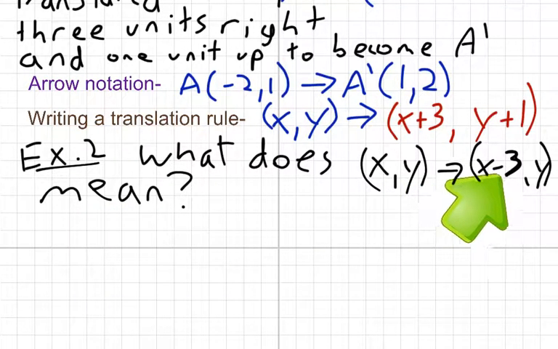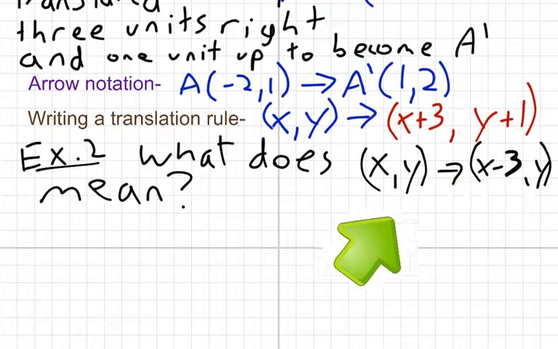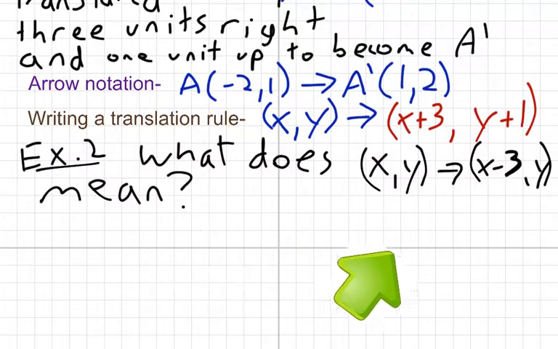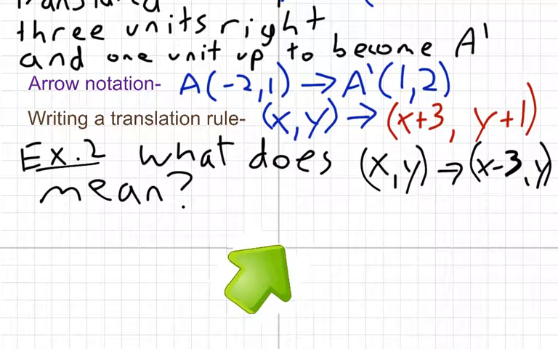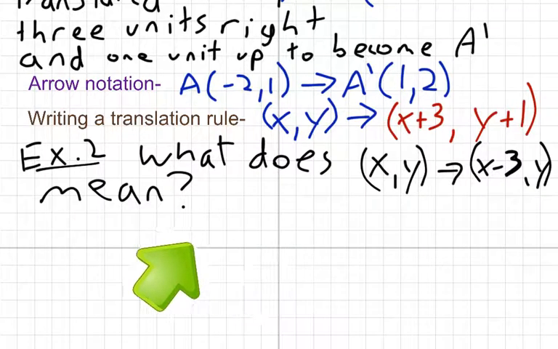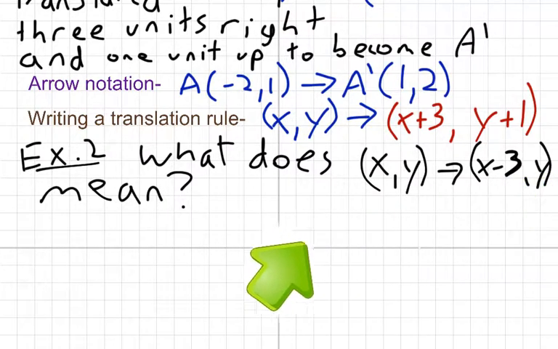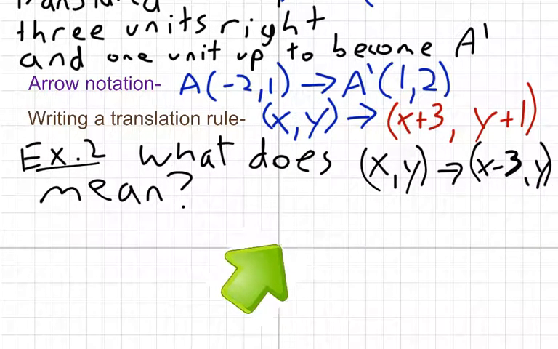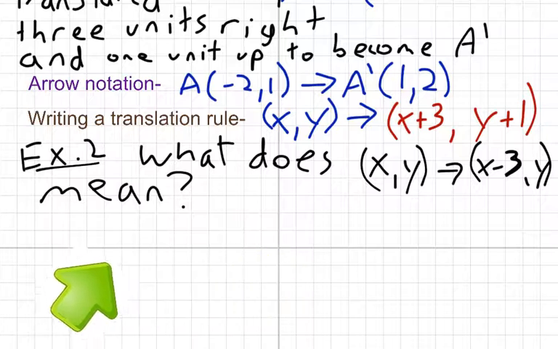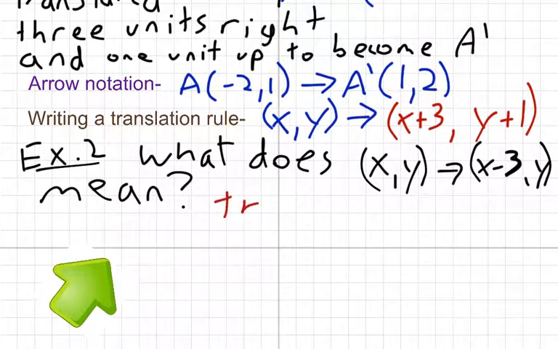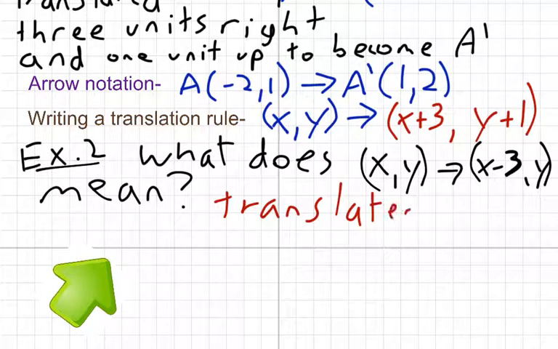Well, if we're subtracting from x, that means it's going which direction? On my x-axis, which way is subtraction, or negative? To the left. And then the y, there's nothing after the y. So that means it's not going anywhere up or down, so it just stays there. So really it just means it's translated left 3 units.